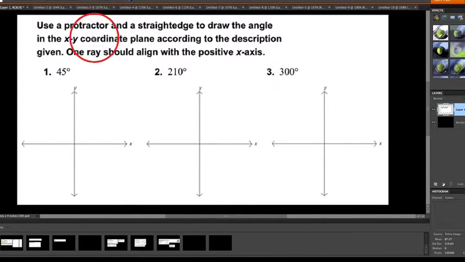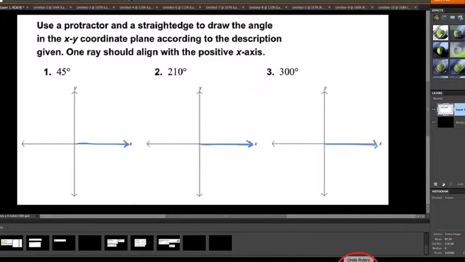We say using a protractor, you could use that and a straight edge to draw an angle in the xy coordinate plane according to the description given. And we say one ray should align with the positive x-axis. When we talk about an angle, remember that an angle is where two rays come together. These would be two rays, and they form an angle right there at their vertex. But essentially, we're saying that at each of these angles here, one of the rays has to be on the positive x-axis. And so we're basically going to sketch these three angles that you see here using a protractor.